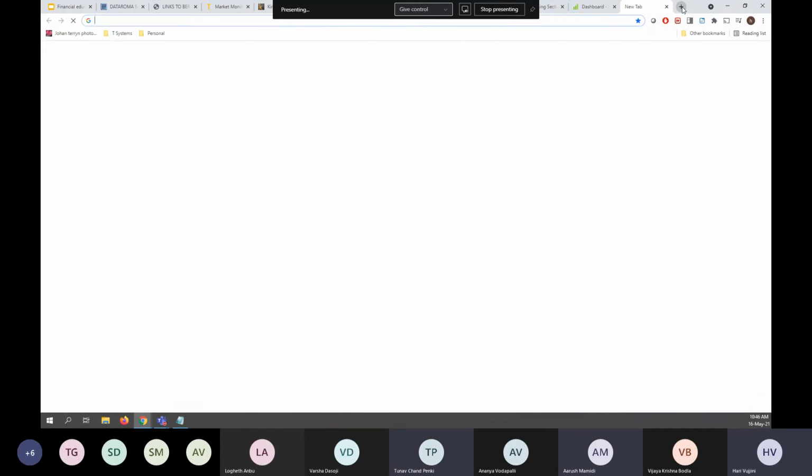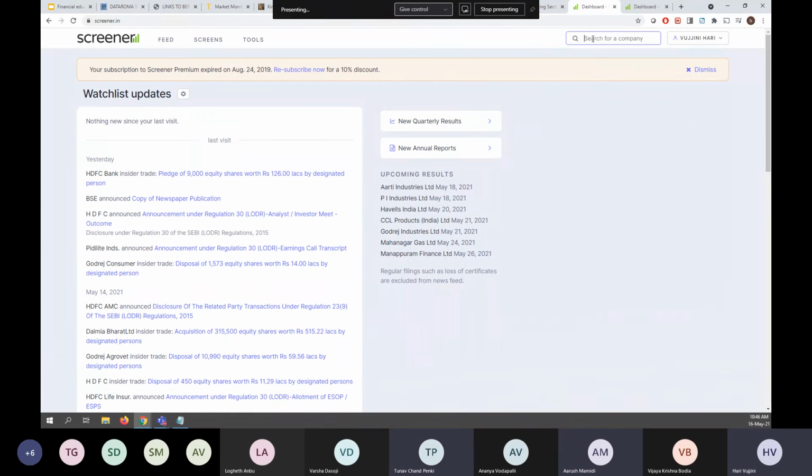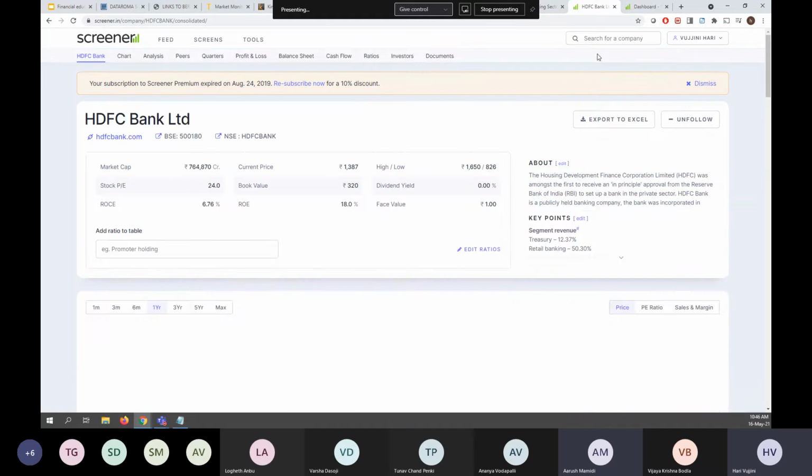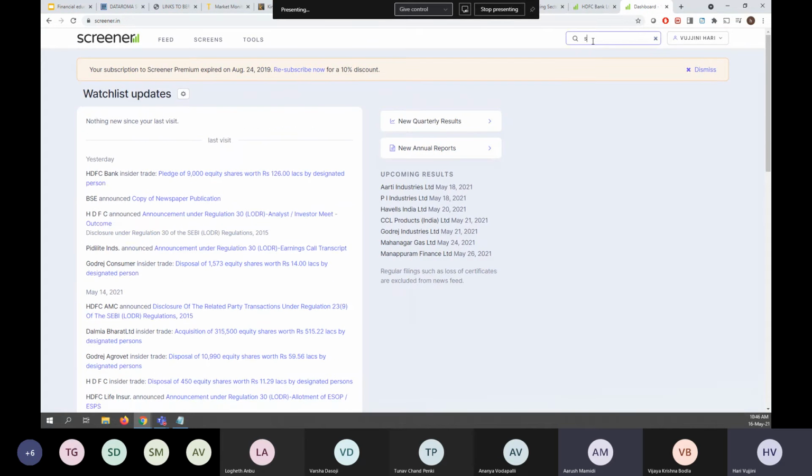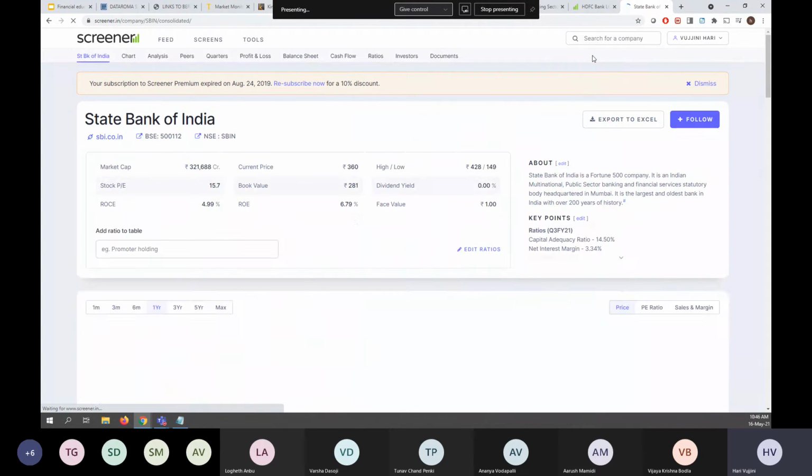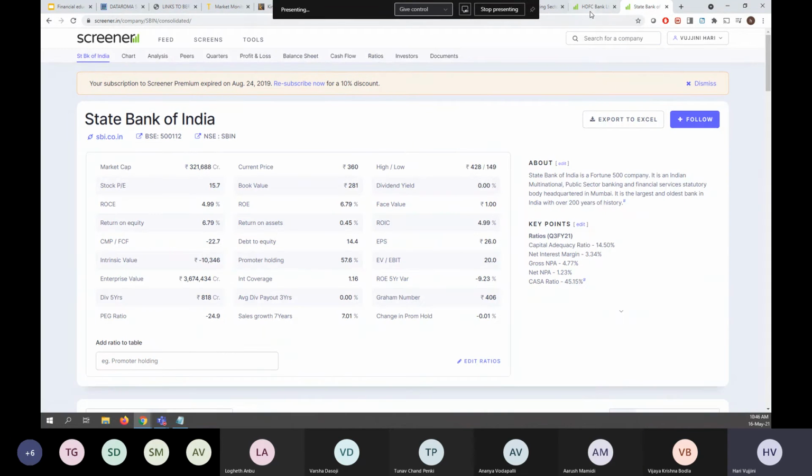Yeah. Because HDFC Bank is a private bank. It's not run by the government. Yeah, exactly. It's not just that reason, it's also the profit. So let me show you.